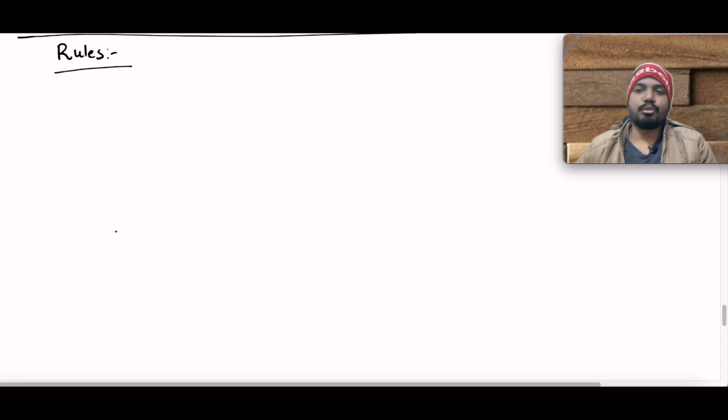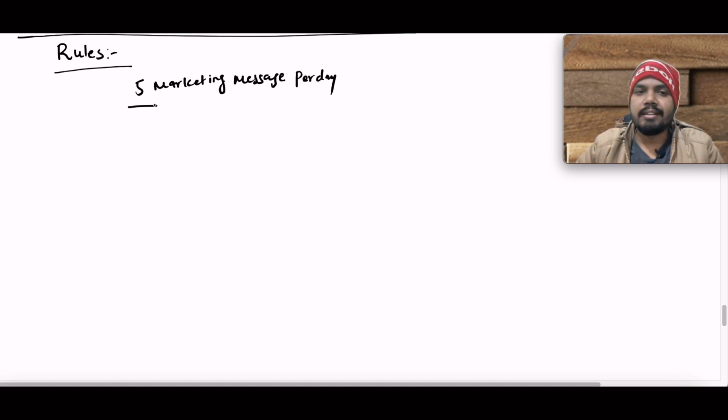So let's start today's discussion. The first thing that we will discuss is the rules. There are some rules which have been written in the config file. So we have to understand those rules first: how we can write the rules in the config file. Suppose you want to allow only 5 marketing messages per day. How can you write this in the config file?